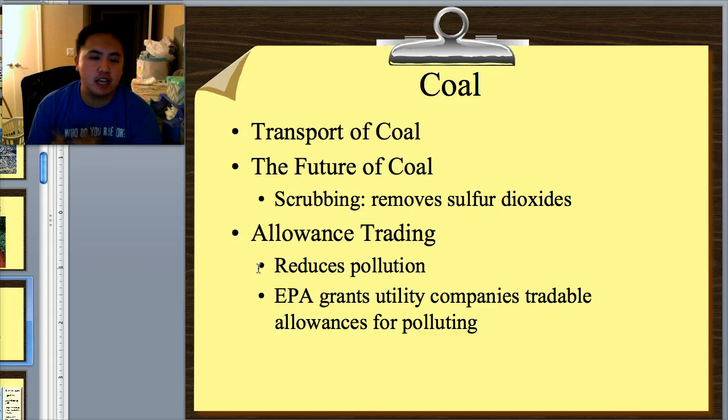Allowance trading means, say I'm a company and I barely burn coal and I got 50, I could sell or trade my 50 to another company, so a company can have 100 and I have 0. Or maybe I give them 25 so they have 75 and I have 25. We could trade credits. Technically, it reduces pollution, but obviously people abuse it. Utility companies get these allowances that you can trade, so you still stay under some sort of cap. And we'll talk about that when I come back.